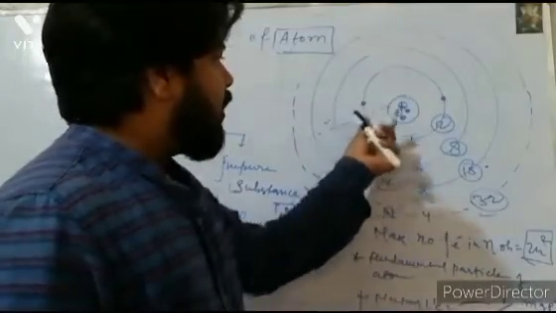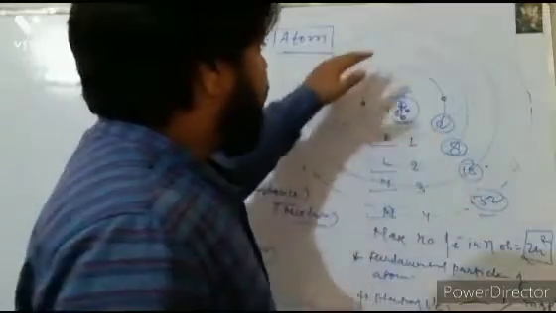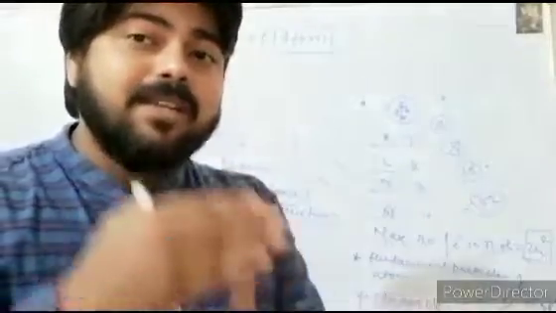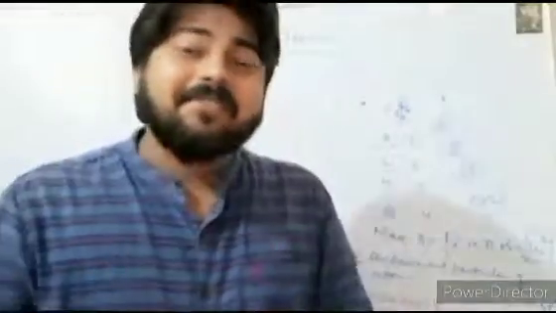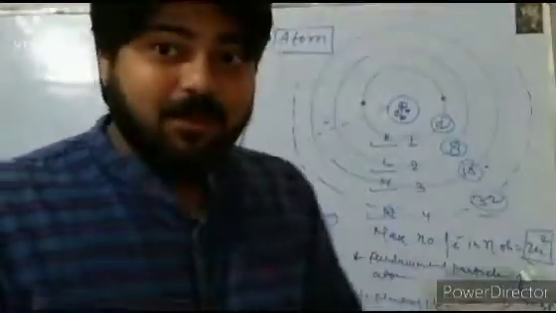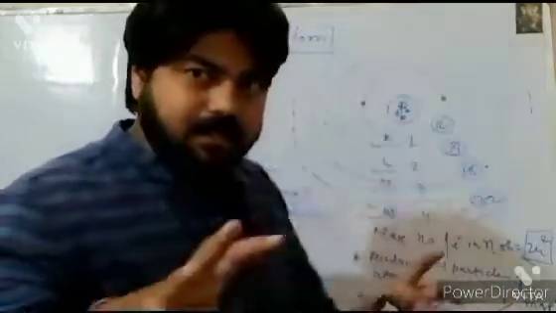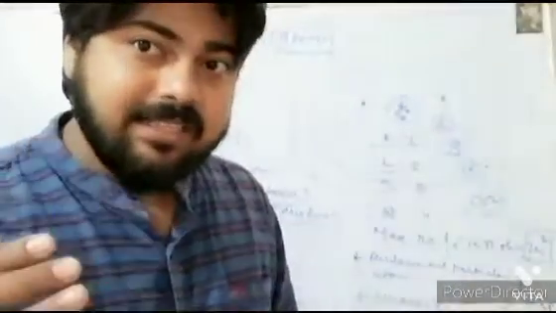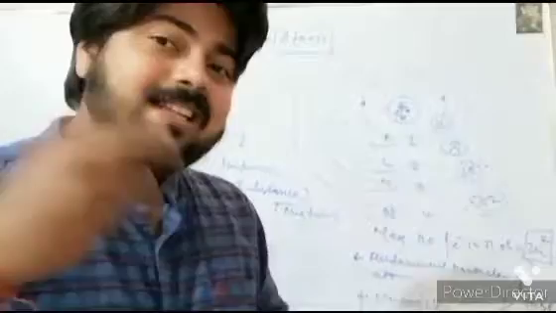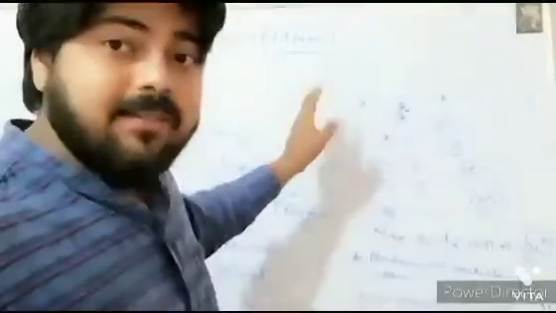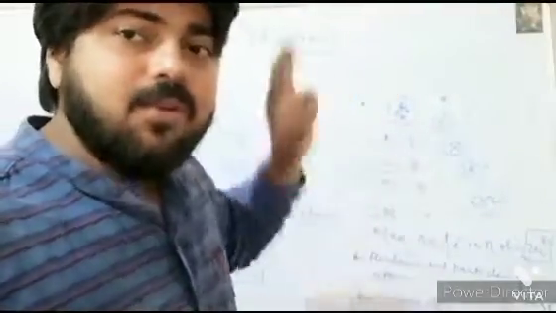Now there are certain rules, given by Niels Bohr, which define the number of electrons that can be present in the different orbits, shells, or energy levels. Bohr explained that these orbits are energy levels, and different orbits have different energies. If an electron gets energy, it jumps from one orbit to another. When it releases energy, it jumps from a higher energy level to a lower energy level.